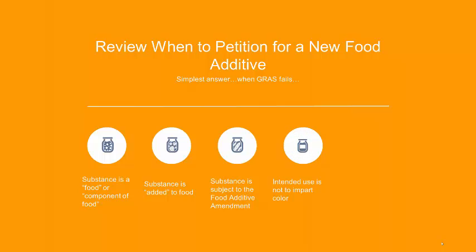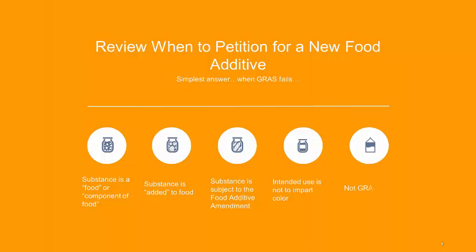And we're looking at food additive amendments because we're not having an intended use to impart color. We'll start our discussion next week into the color additive amendment, looking at the approval criteria, the petitioning process, all of that. And it's going to be a really great opportunity to take what we learned today and what we learned last week and do a comparative analysis, because they do share so much in common, but they do have stark differences.